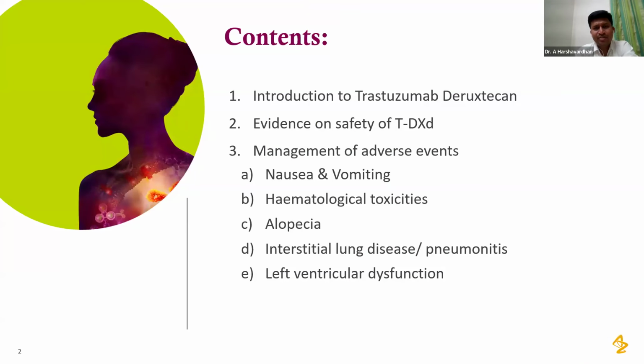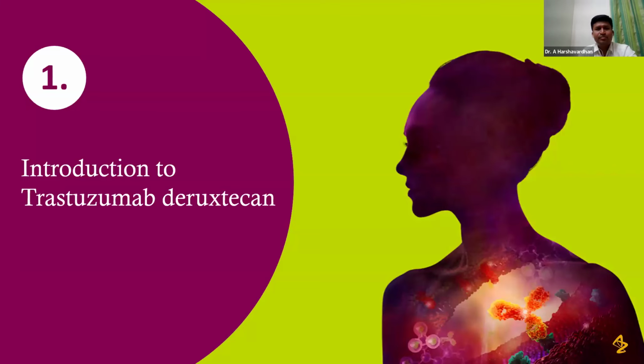In the next 15-20 minutes, I'm going to discuss the introduction to trastuzumab deruxtecan, evidence and safety of T-Dxd, and management of adverse events. We should remember these are the main adverse events we are going to deal with. The most common adverse events are nausea, vomiting, hematological toxicities, and alopecia. The adverse event of special interest is interstitial lung disease. I think all medical oncologists are most worried about this interstitial lung disease, which is a dreaded complication, and also left ventricular dysfunction.